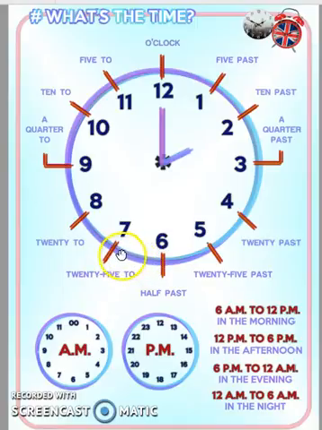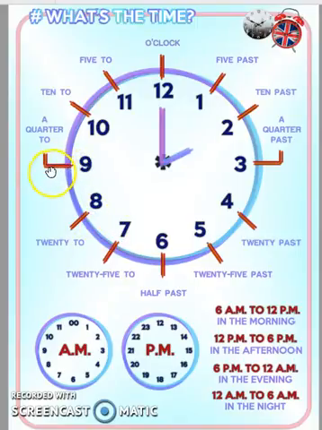If the minute hand is pointing at 7, it's 25 to. This means that it would be 25 minutes until the next hour. Now, if it's at 8, then it would be 20 to the next hour. So it would be 20 minutes until the next hour.